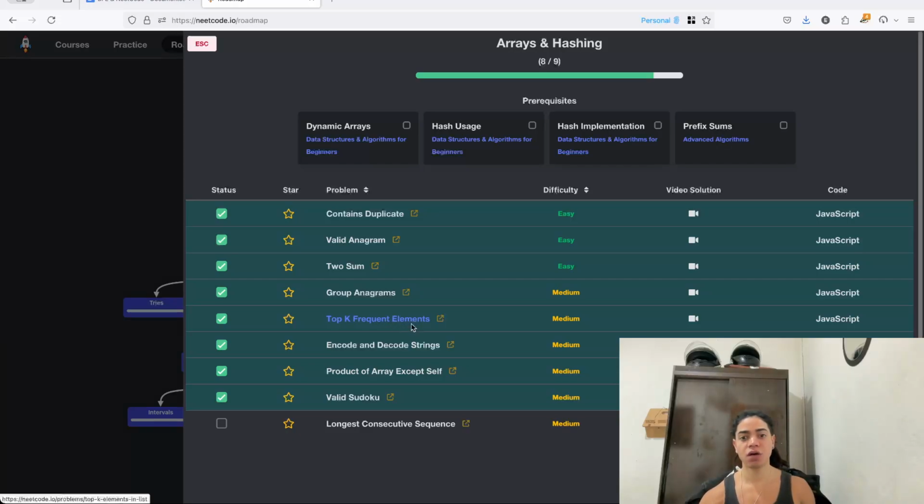Okay, so now, as we count the number of occurrences, we can use an array as a way to represent this, right?